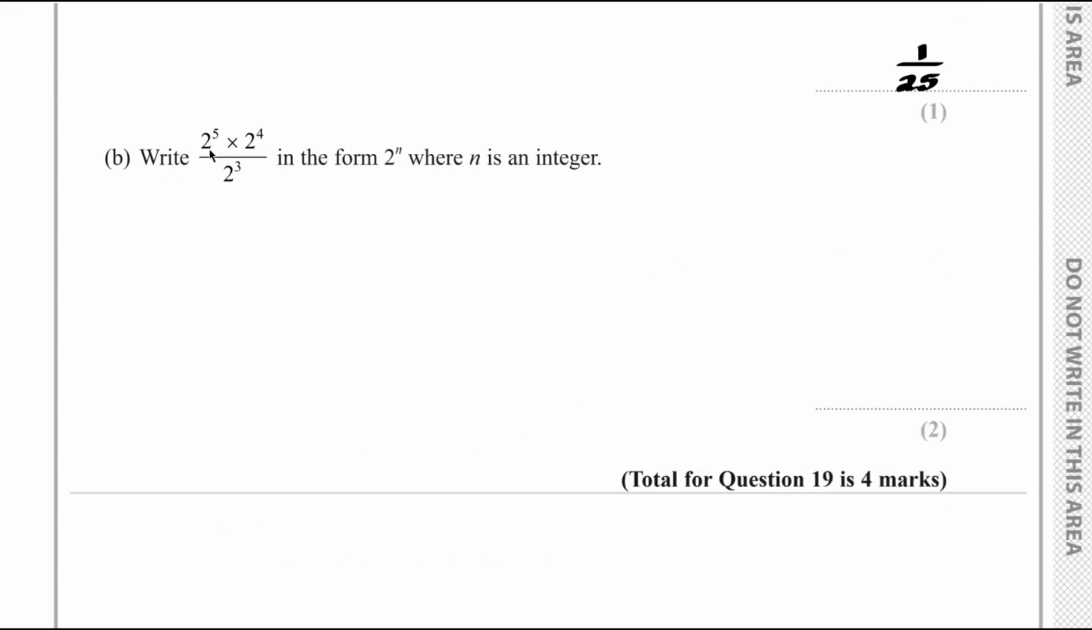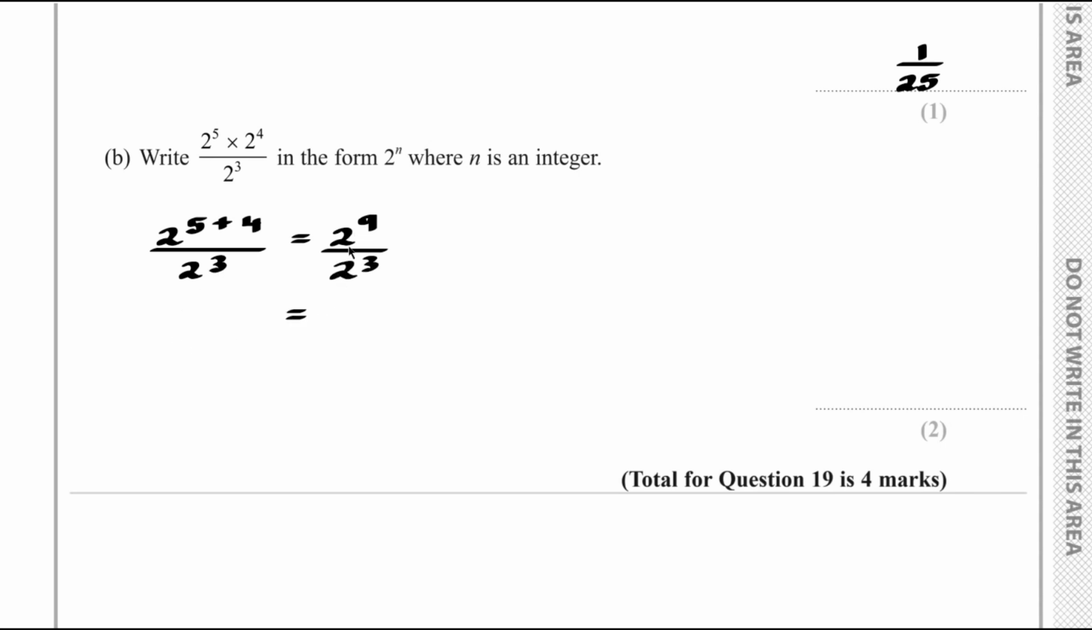Part B, write 2 to the 5 multiplied by 2 to the 4 all over 2 to the 3 in the form 2 to the n, where n is an integer. So I've got 2 to the 5 times 2 to the 4, and what I need to do is add the powers because I'm multiplying and I've got the same base, so I've got 2 to the 5 plus 4 on the numerator, and on the denominator I've got 2 to the 3. So 5 plus 4 is 9, so I've got 2 to the 9 on the numerator, and on the denominator I've got 2 to the 3.